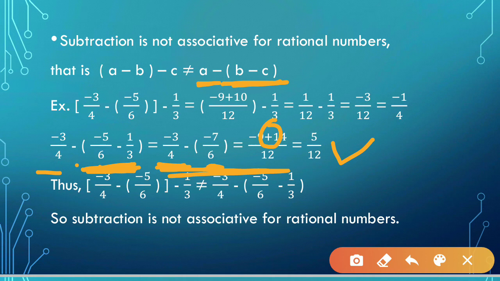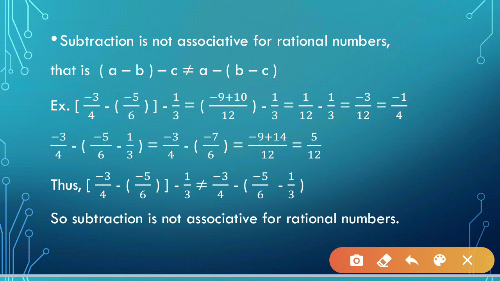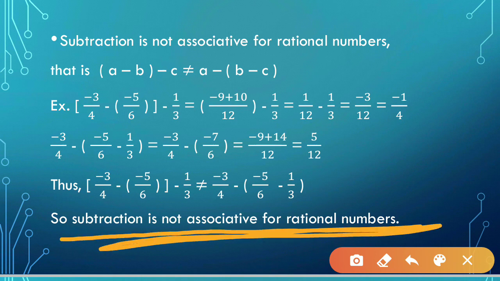On the left hand side, your answer is minus 1 by 4. And on the right hand side, your answer is 5 by 12. Both are not equal. That means the condition is not satisfied. So we can say that subtraction is not associative for rational numbers.